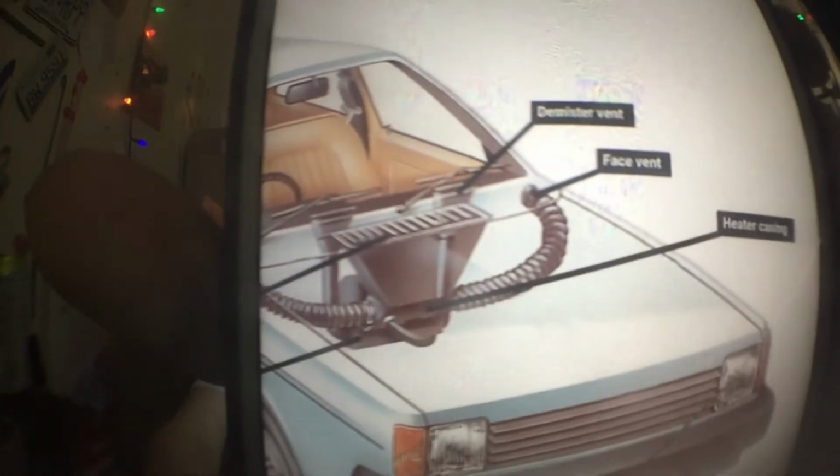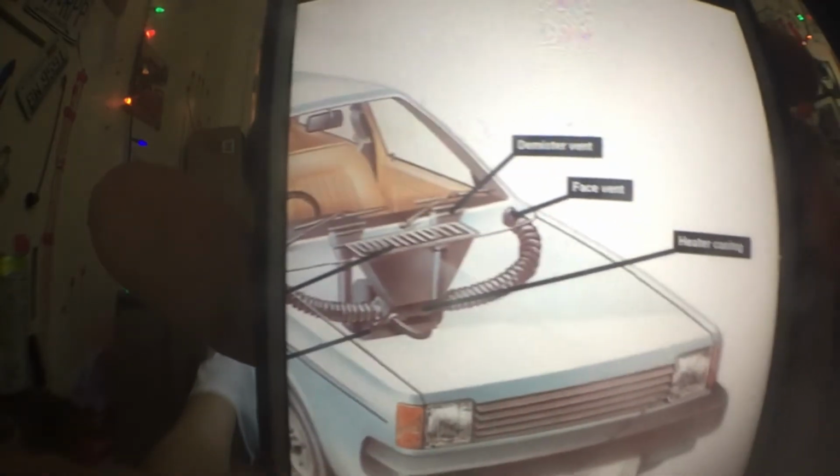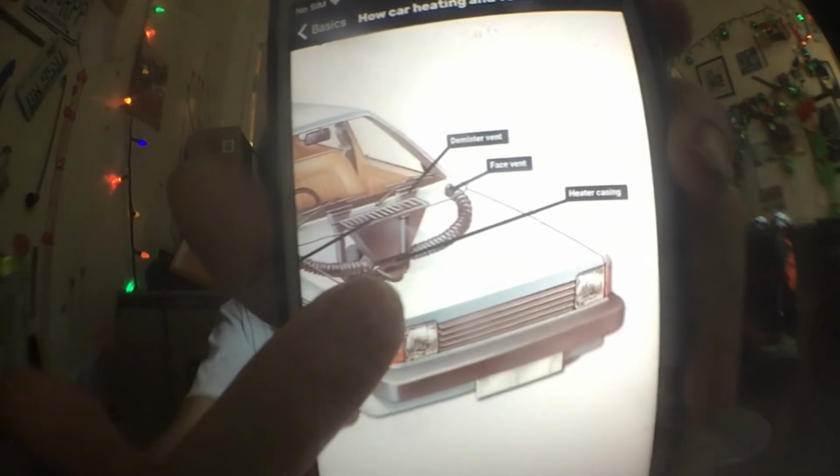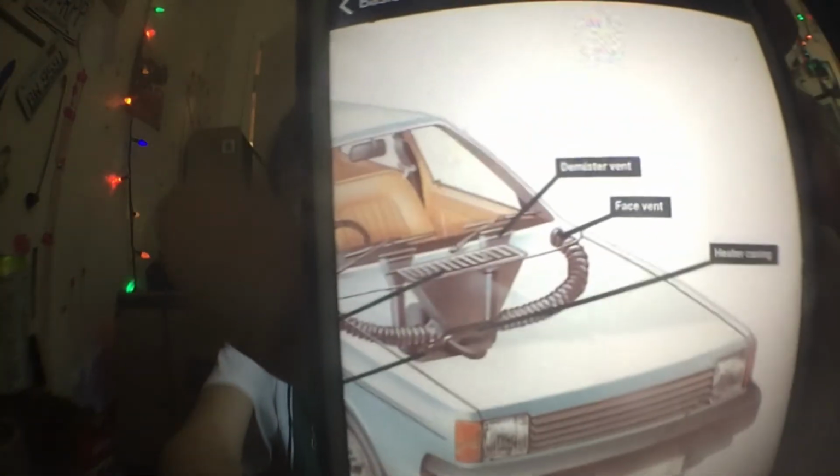Okay, so there is the heater core. That's the heater casing right here, which the heater core I think is inside. Should be. So then your air goes in, and that's where your AC, heat, and defrost come from.